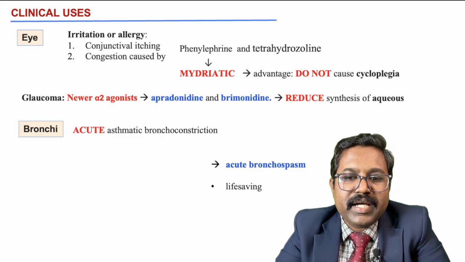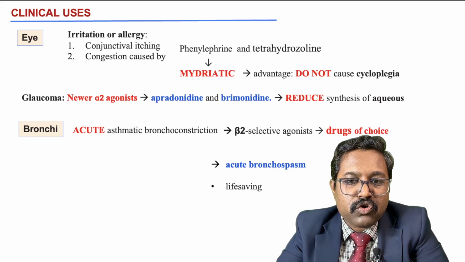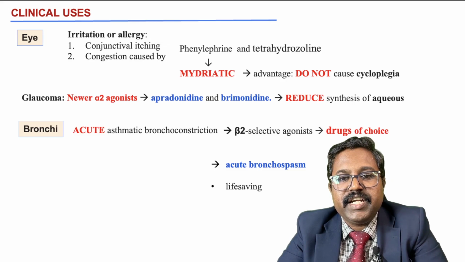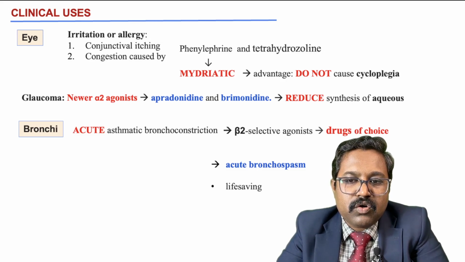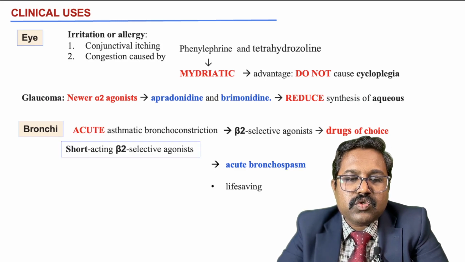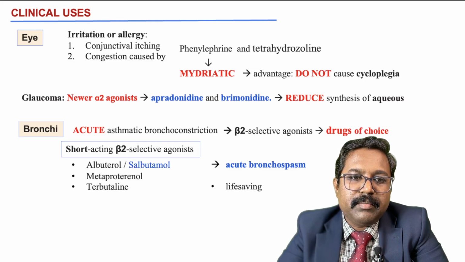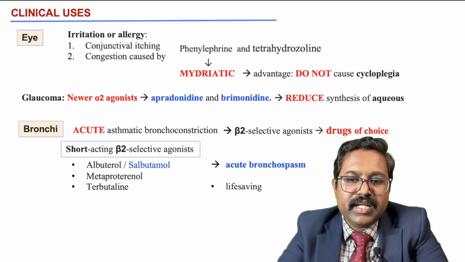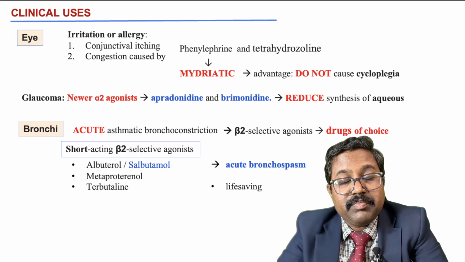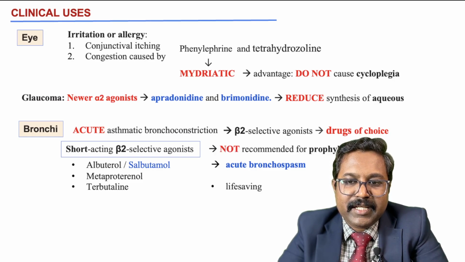On the bronchi, salbutamol is the drug of choice for acute bronchospasm. They are useful in treating acute asthmatic bronchoconstriction. In such conditions, a beta 2 selective agonist will be the drug of choice. Short acting beta 2 agonists like salbutamol, metaproterenol and terbutaline are preferred in case of treating acute bronchospasm. It will be a life saving drug, but they are not preferred for prophylactic activity.